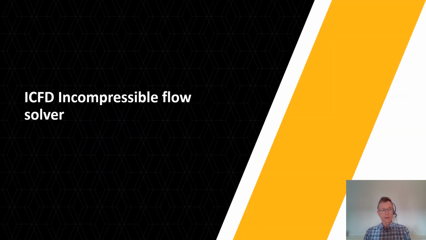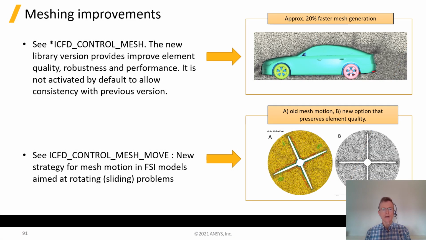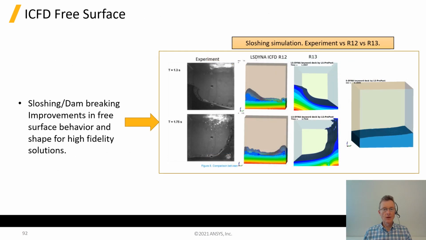And the last subject I'm going to cover today is the ICFD incompressible flow solver. The meshing library used in ICFD has now been updated. The newer version brings faster and more robust meshing, better element quality, and several improvements in other areas. And there are some new capabilities for setting up rotating meshes also. The free surface modelling has been much improved in R13 with greater stability and accuracy. This has been a big area for customer requests recently.